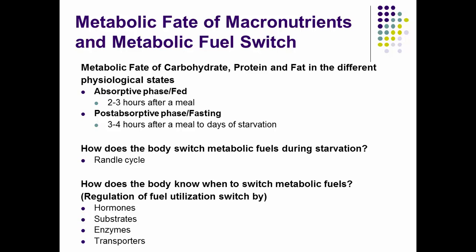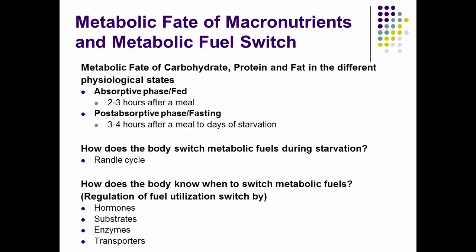Fed state. And the post-absorptive phase or fasting condition means 3 to 4 hours after a meal, up to 2 days of starvation. So normally when we eat, after 2, 3, or 4 hours we start to eat a second meal, right? But if you don't eat a second meal, then from that time you actually enter the starvation stage.